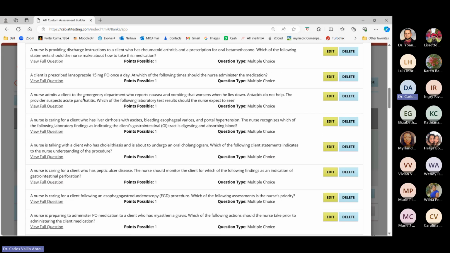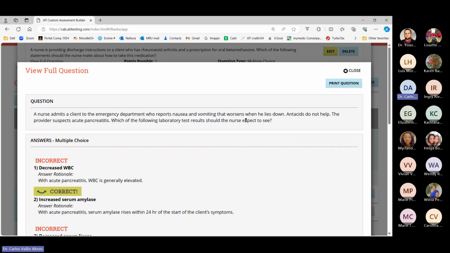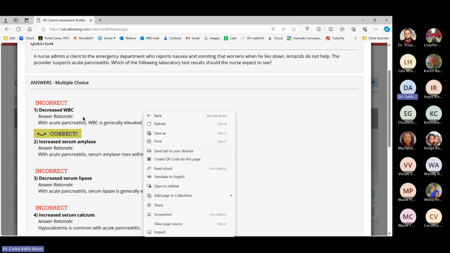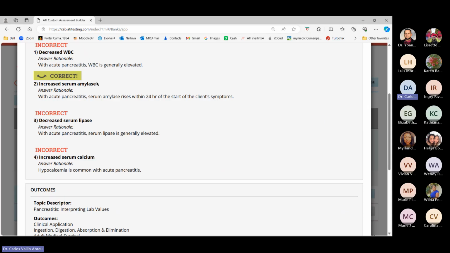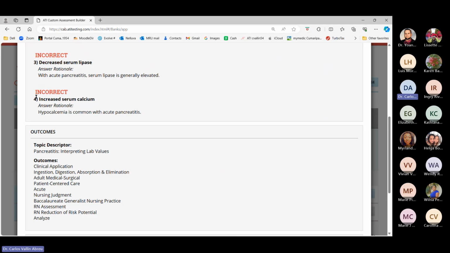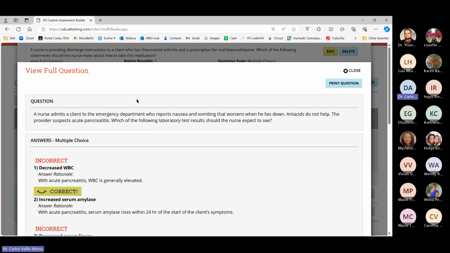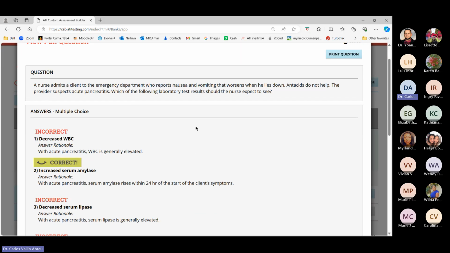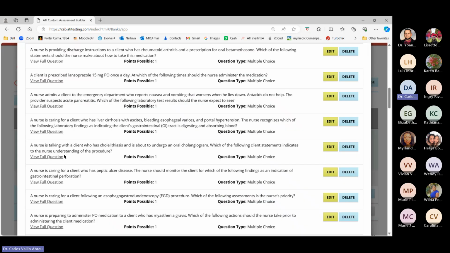A nurse admits a client to the medical department who reports nausea and vomiting that worsen when he lies down. Antacids do not help. The provider suspects acute pancreatitis. Which of the following lab test results should the nurse expect to see? Amylase, lipase. Okay, increased serum amylase, increased white blood cells, increased lipase, and decreased calcium. Remember, the calcium drops in pancreatitis. So the answer is correct, no doubt with this question.